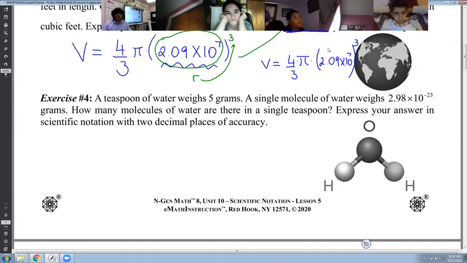Okay, guys. Look. Just one single molecule of water weighs 2.98 times 10 to the power of negative.